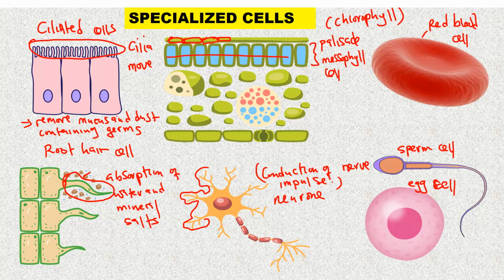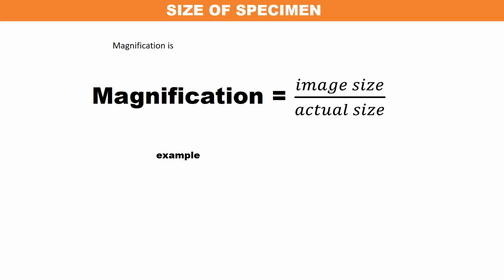All right. Then of course, sperm cell and egg cell. These are just for reproduction. So make sure that you understand these specialized cells, 6 of them. These are very important. Make sure that you know them.